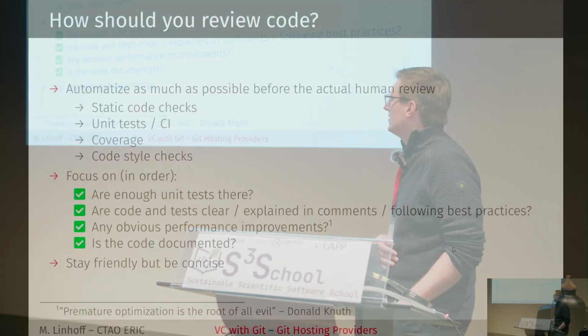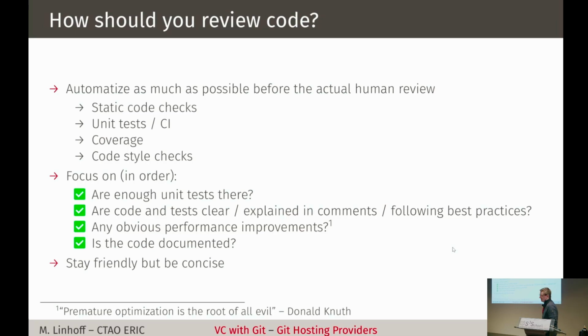Okay, so let's talk a bit about how to review code. And as always, automate everything that can be automated, so the humans can focus on the review only they can do with their domain knowledge, their expertise, right? You should have static code checks. For example, in C++, that would mean you check if the code actually compiles. That's the easiest check you can do for a compiled language, right? Just compile it and see if it works.